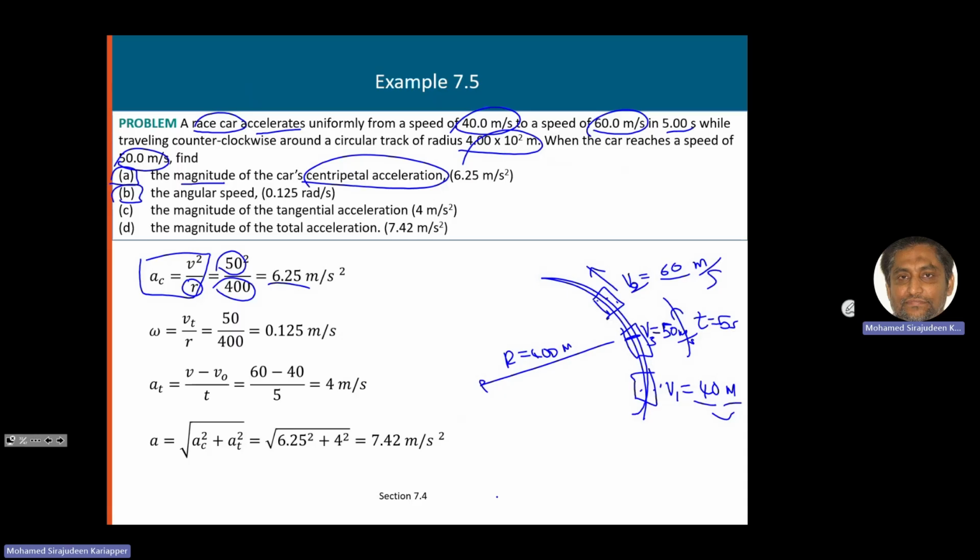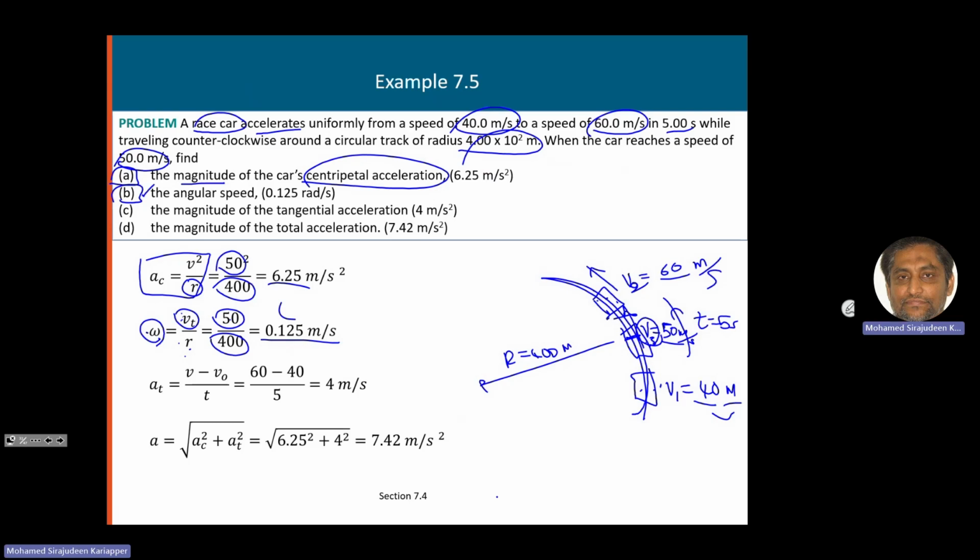What is the angular speed when it is at this point? The tangential speed is given. This is the tangential speed, right? It has a speed like that. V3, I call it 50 meter per second. So if you know the tangential speed, you can find the angular speed. This is the equation. Vt is equal to r omega. So omega is equal to Vt divided by r. You just substitute Vt is equal to 50 and r is equal to 400. You get that. So B is also done.